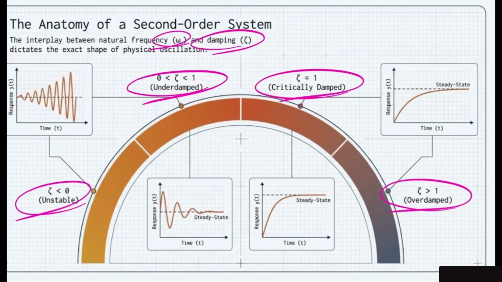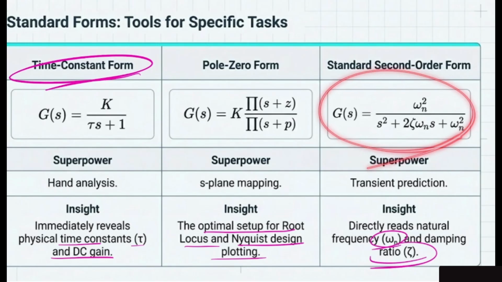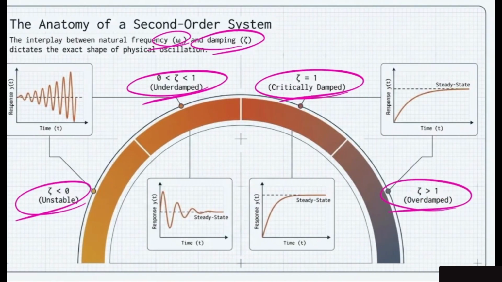So the anatomy of the second order system, as you remember, we were talking about this, and right now we are talking about this one. This is the second order system, and it has two important factors. It has omega n, which is the natural frequency, and this one, zeta, which is the name of that. It's a little bit hard to draw, but this is the zeta. And zeta will tell you a very important story.